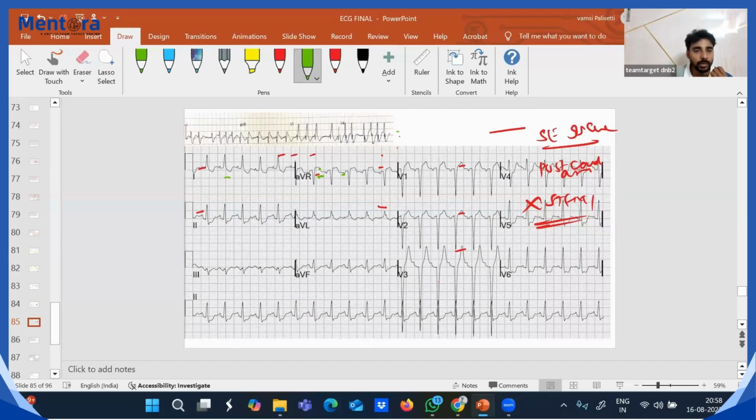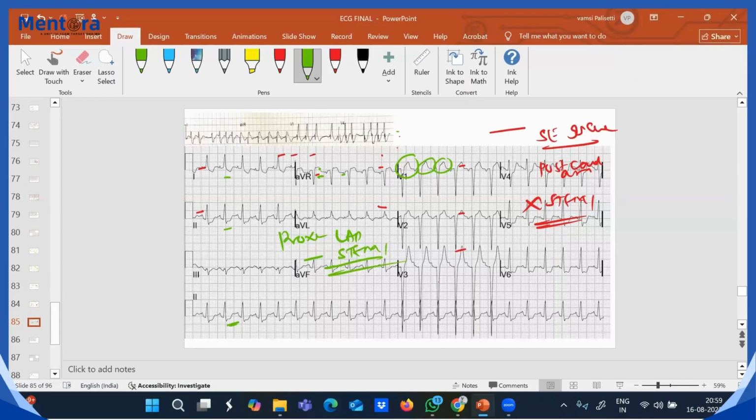Lead 1 has ST depression, lead 2 ST depression. Right, global ischemia is there. But if you see V1, ST elevation is there. Okay, it's a proximal LAD occlusion. This is proximal LAD occlusion. You have to treat like STEMI, otherwise the patient will die. Simple. This point is clear.